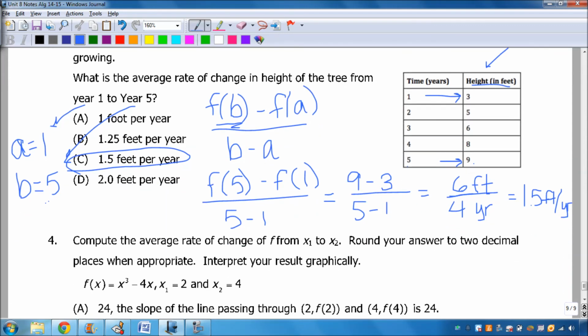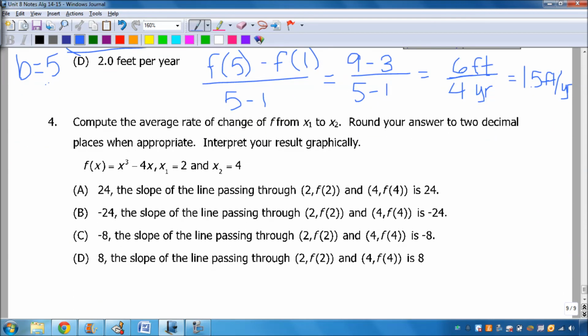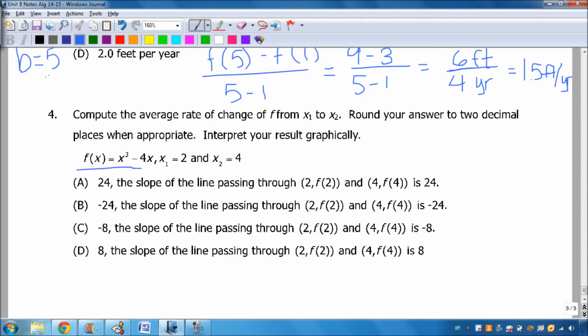All right, so now let's look at number 4. Compute the average rate of change of f from x1 to x2. Round your answer to 2 decimal places when appropriate, and then interpret your result graphically. So f of x equals x cubed minus 4x. I know for a fact that it's not a linear function. It's actually something called a cubic function, which you guys are going to learn about in the future. So don't worry about what type of function it is, but I want to know what is the rate of change from 2 to 4.